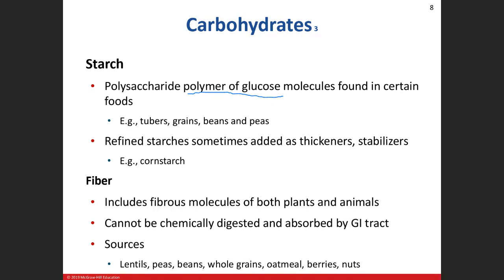Then fiber. That's the part that we can't really digest. It comes from plants mainly, but we'll get fiber from animals also. Our problem is we cannot break it down. We can mechanically start to break down fiber, but it's the chemical digestion that we have problems with. And when it comes to plants, it's because of the cell wall in the plants. Remember, plant cells have a cell wall. Animal cells do not. Animal cells will have the plasma membrane. So we can't chemically digest the fiber. We can't absorb it into the GI tract.